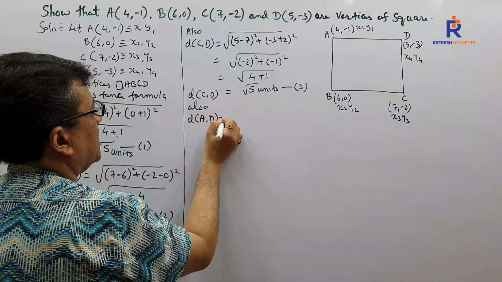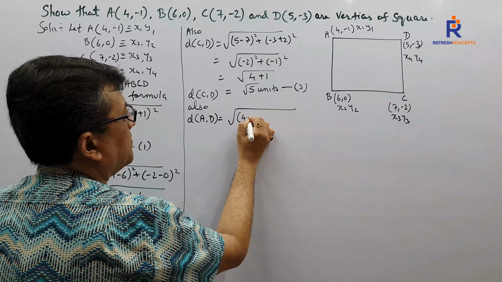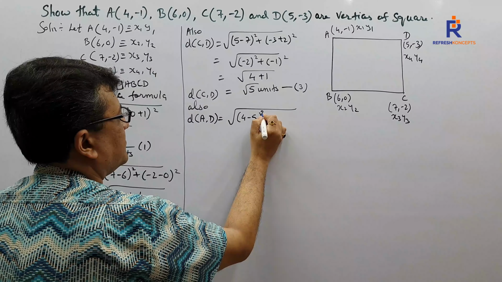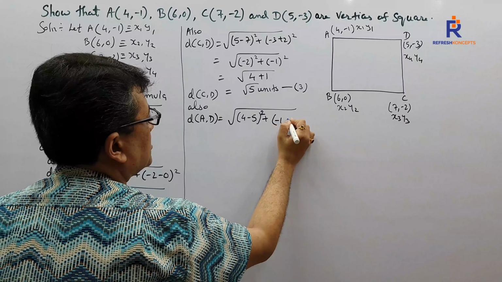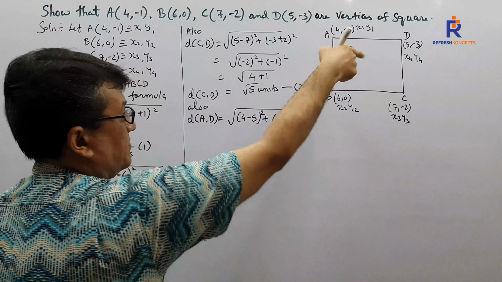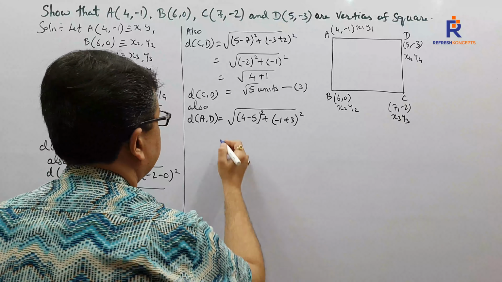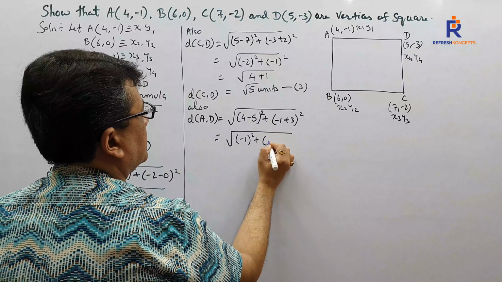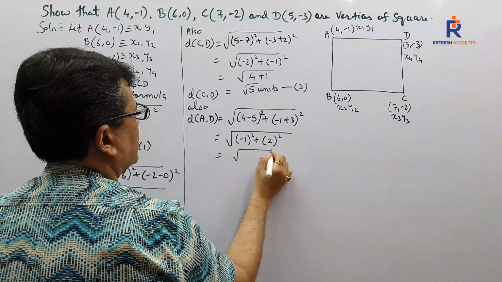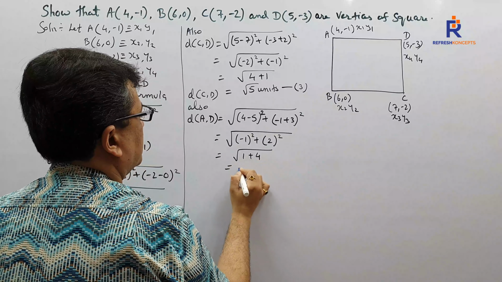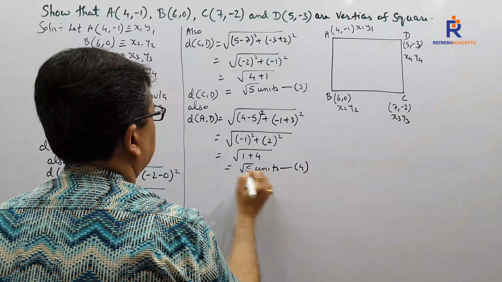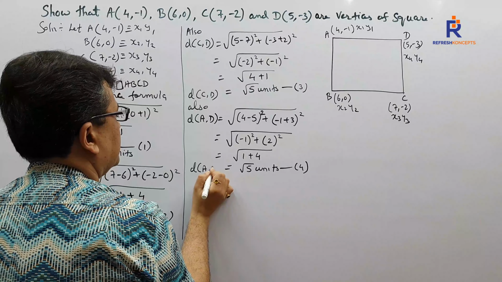Distance AD. 4 minus 5 the whole square plus minus 1 plus 3 the whole square. 4 minus 5 is minus 1, square 1. 2 square is 4. So root 5 units. Equation number 4. That's distance AD.